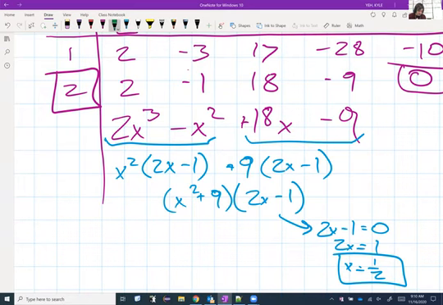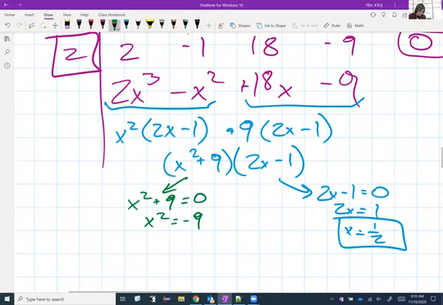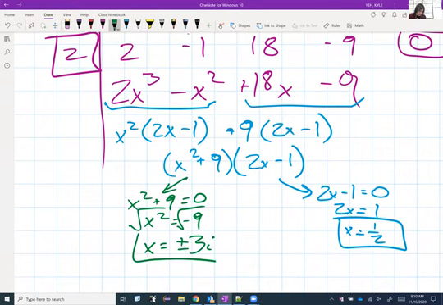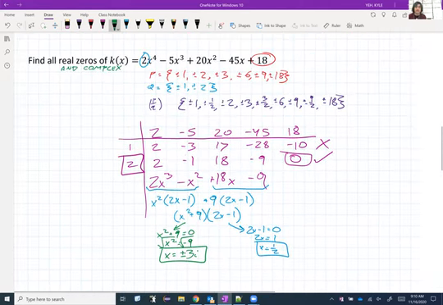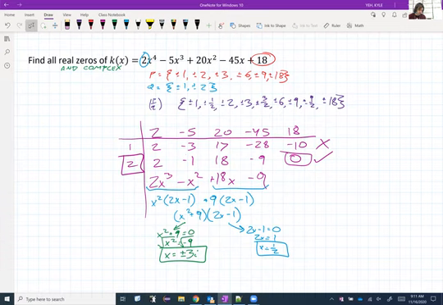The other 2 I need to say, okay, well, what would make this equal 0? x squared plus 9 equals 0. We could say x squared equals negative 9, which means x equals plus or minus, if we square root both sides, 3i. And guys, now we have all 4 of our zeros. We knew we needed 4 because it was x to the fourth.